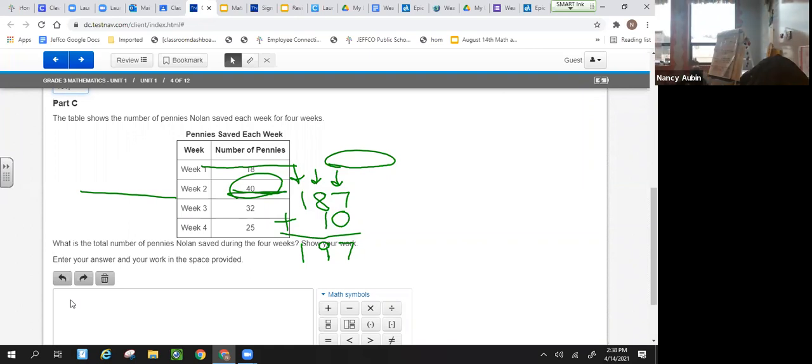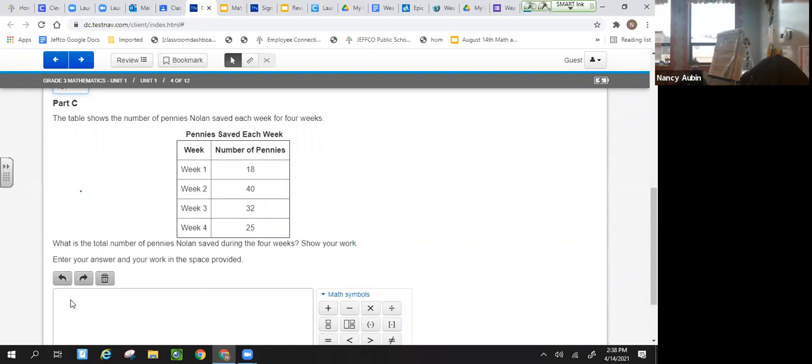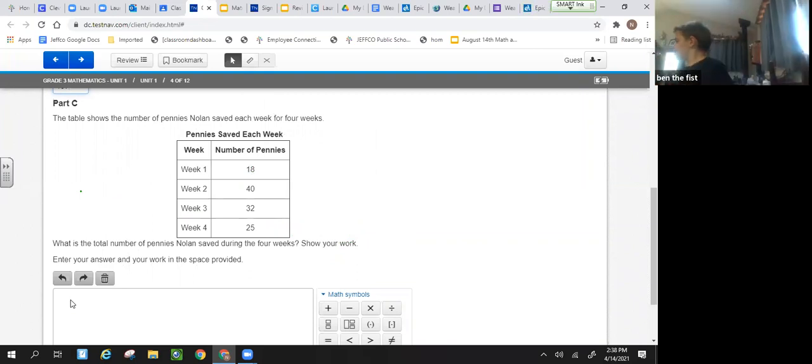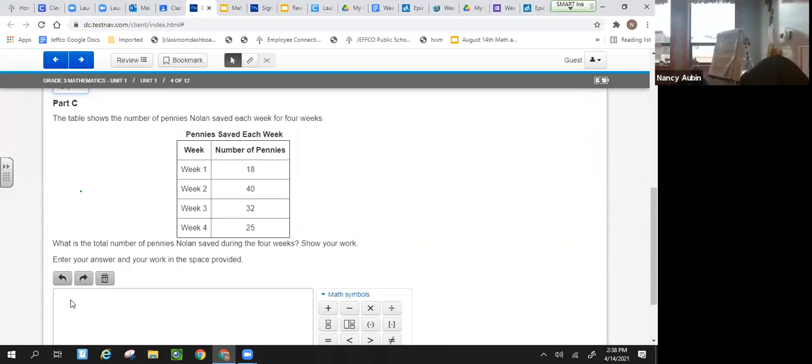This table shows the number of pennies Nolan saved each week for 4 weeks. What is the total number of pennies Nolan saved during the 4 weeks? Show your work. Now, if he saved 18 pennies in week 1, 40 pennies in week 2, 32 pennies in week 3, and 25 pennies in week 4, I want to know how many he saved altogether. What do I need to do, Sawyer?